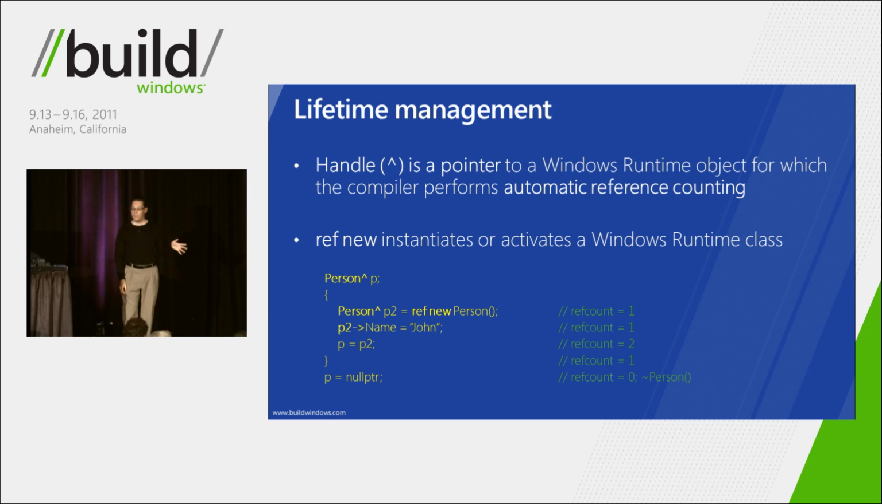So ref new instantiates, activates this runtime class, and then you just use it. And this little code snippet just shows how you do that with reference counted smart pointers. And the object can outlive the scope because there's still a pointer pointing to it. When you set the last pointer to null or it gets destroyed, reference count drops to 0, automatic cleanup.